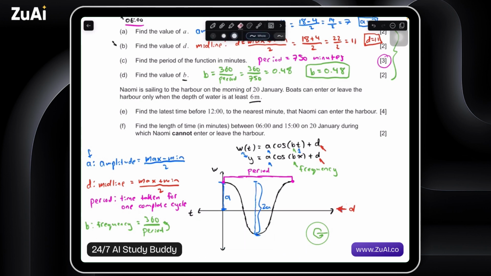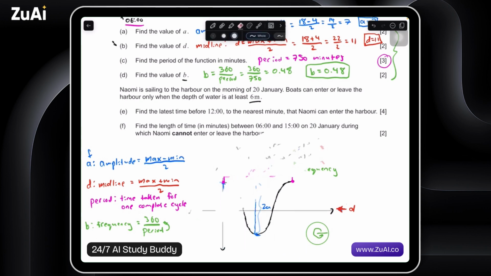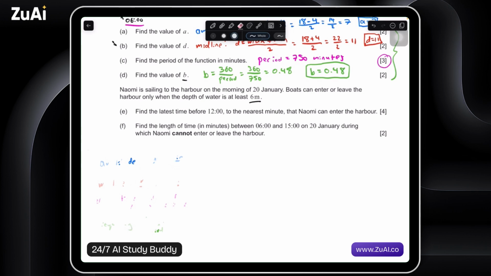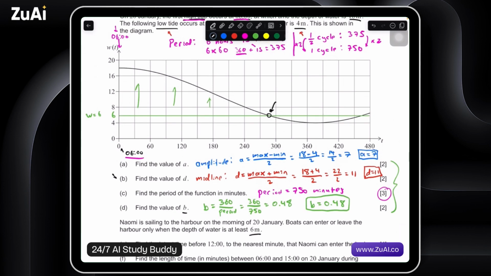I'm going to clear up some space here. Just get rid of this, and then we'll write in here. And I think I'm going to get rid of this as well. I don't think we need this anymore. Okay, so what do we know? We know that this point right here is equal to 282.47, 282 minutes and 47th of a minute, and that's when we're at 6. This is our W or our Y value. We're at a depth of 6, and this is T, of course.